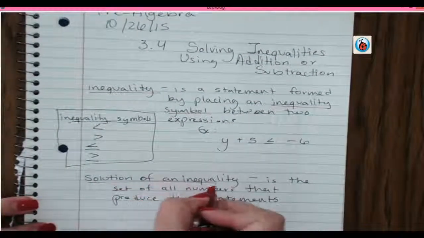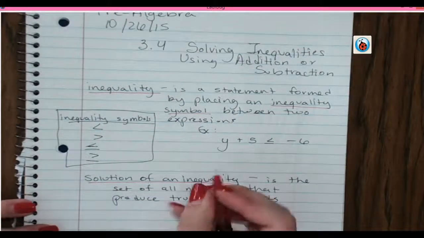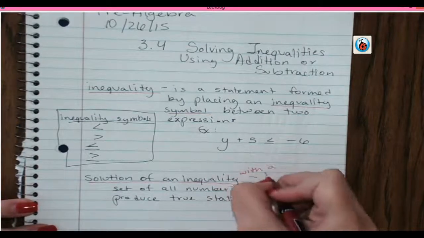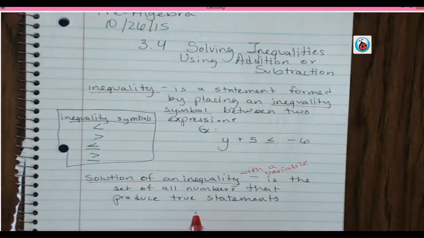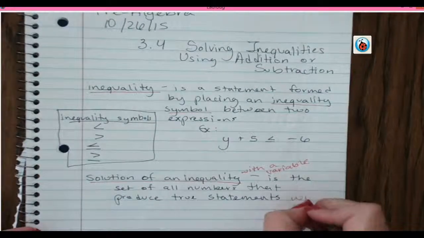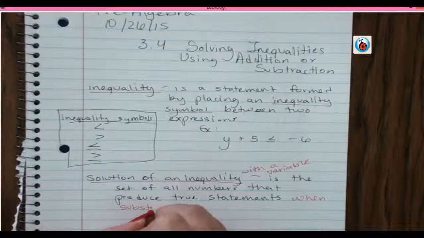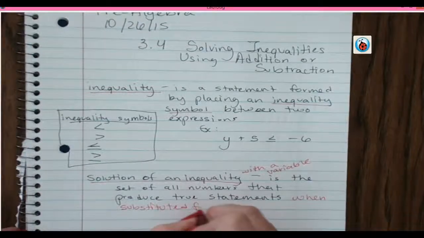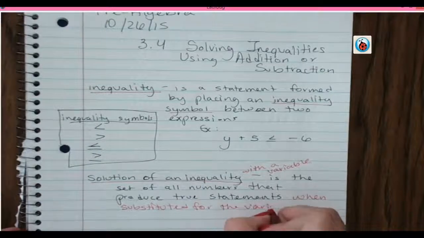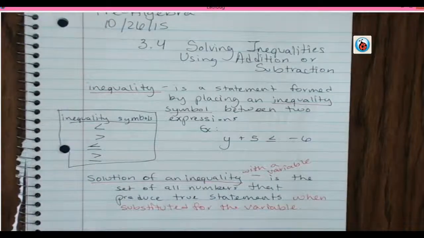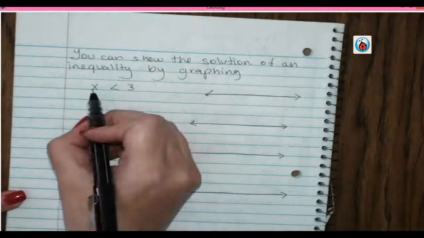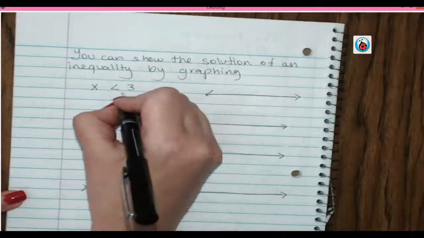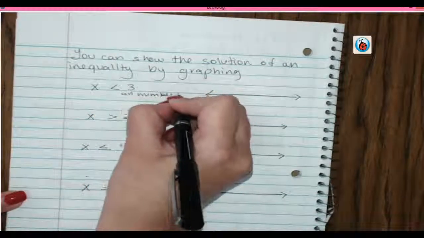The solution of an inequality with a variable is the set of all numbers that produce true statements when substituted for the variable. You can show the solution of an inequality by graphing. So if we have x is less than 3, this means all numbers less than 3.